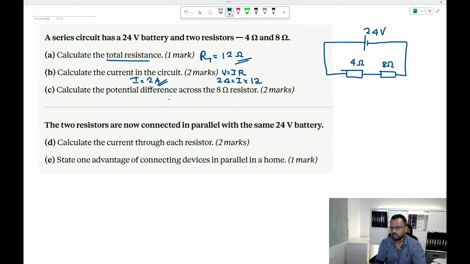Calculate the potential difference across the 8 ohm resistor. So what is the potential difference here? Now we can use V is equal to IR for this component. So my V, I don't know. I is 2 because remember, in a series circuit, the same current goes through this, through that, through this, and back here. So at any point, it's 2 times 8. The answer is 16 volts.